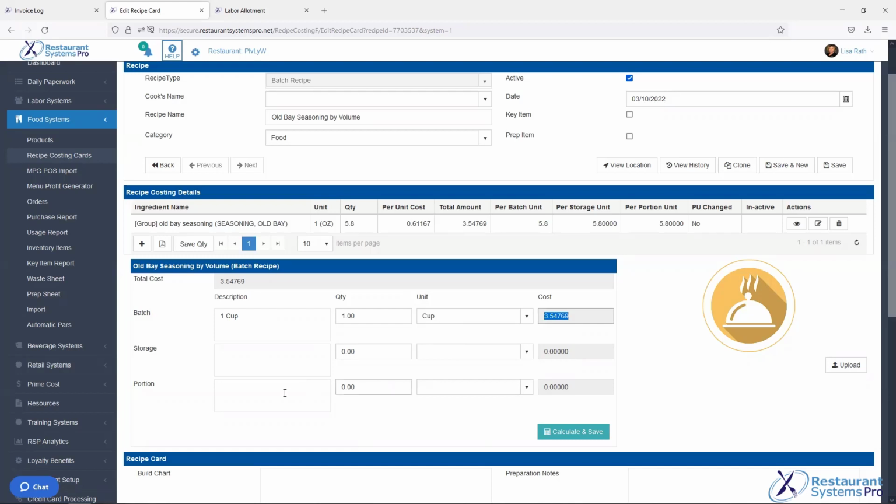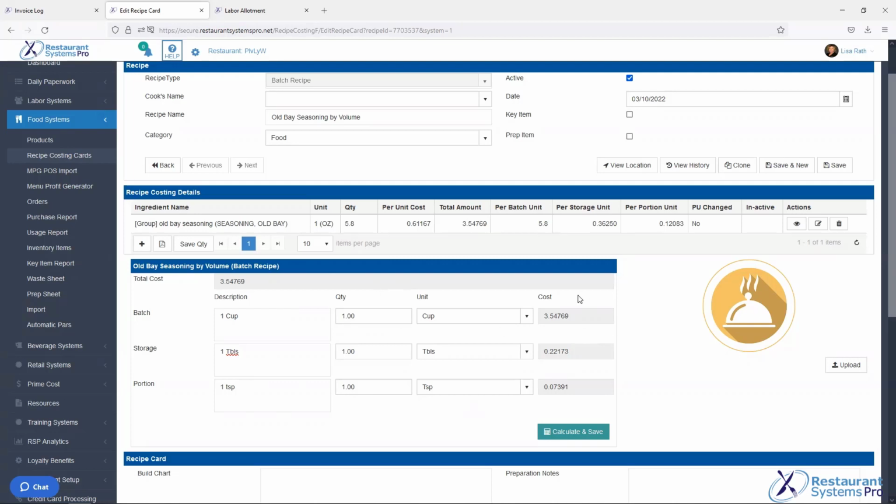Now, for my storage, I can go by the tablespoon. So I can say 1 tablespoon. And then let's do the portion, which is the smallest unit of measure. I'm going to say 1 teaspoon. And calculate and save. So now I can actually use this in recipes. Because this part shouldn't change, once you find a way to do this, pick it and stick with it. So this part here will remain the same.